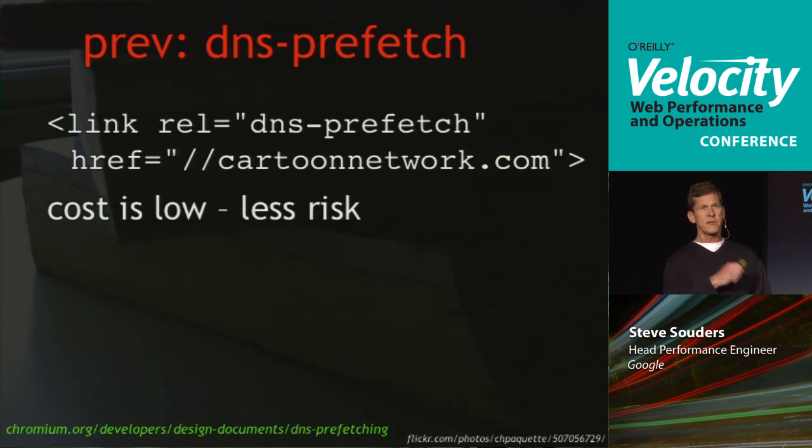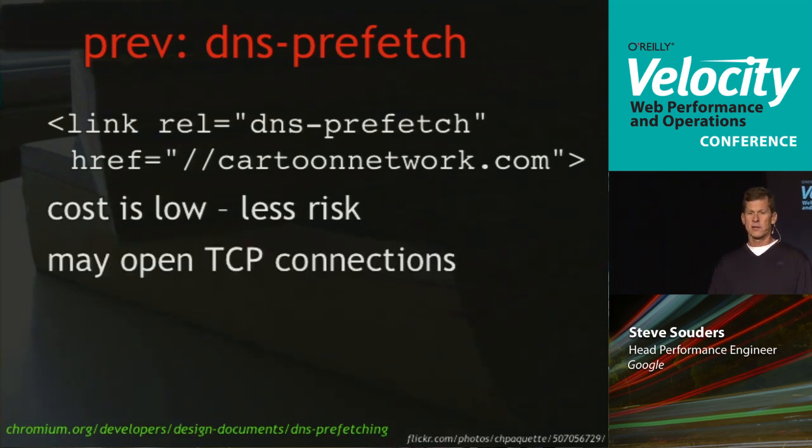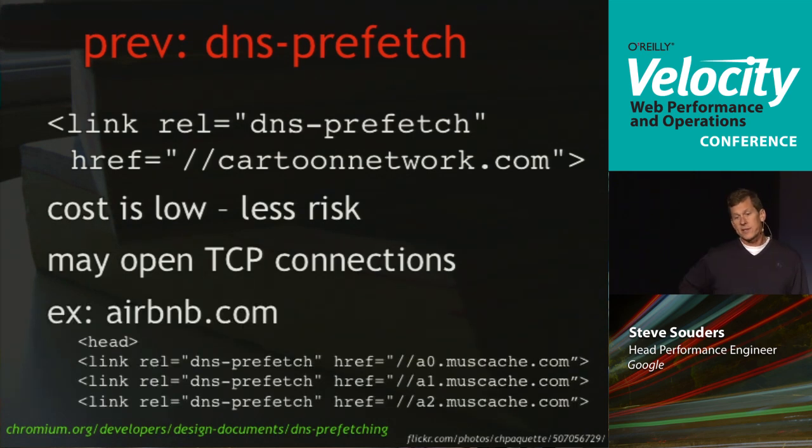It doesn't compete with other things going on. Most browsers can do 10 or more DNS lookups in parallel. There's usually not a lot of contention. The bandwidth is a couple hundred bytes, total up and down. So it's a very low cost, low risk technique to deploy. In addition, on some browsers, they will open a TCP connection. They'll warm up a TCP connection, so you'll get even more benefit than getting the DNS lookup out of the way. And here's an example. I just happened to be looking at Airbnb last week, and I saw that they had 3 DNS prefetches in their page for their CDN.